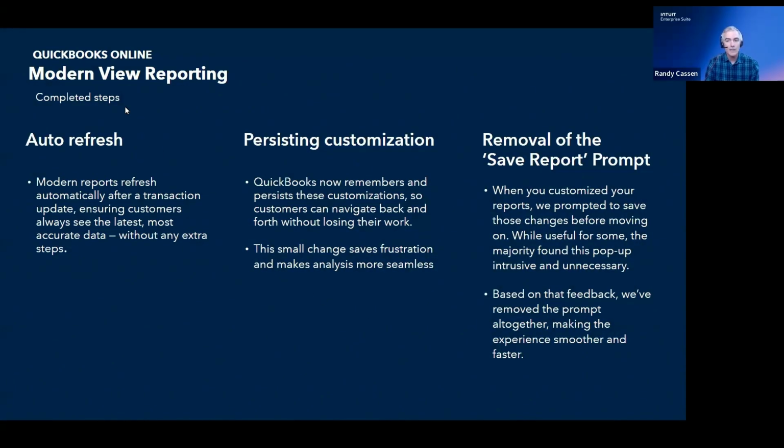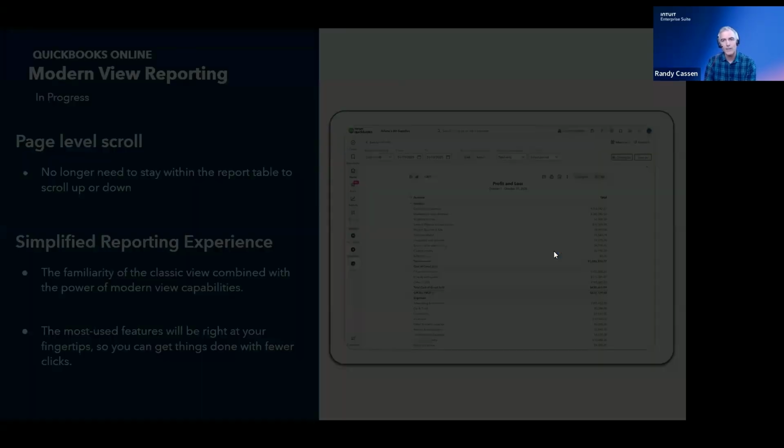So what's been completed has been auto refresh, persistent customization. So if you go in and you stretch the columns for a report and you step out and come back to that same report, it should stay. I mean, when I did that the other day in a P&L, I made it really wide, went to a different transaction, came back, and that was still there. And then we've had the removal of the save report prompt that keeps popping up every time you want to do that. So those are some things that they said have been completed.